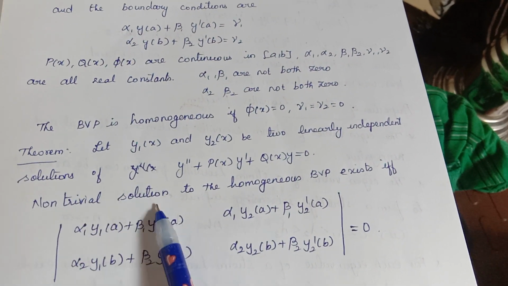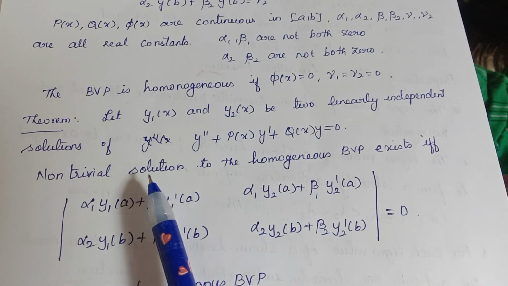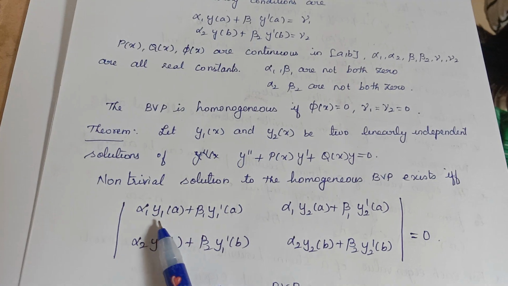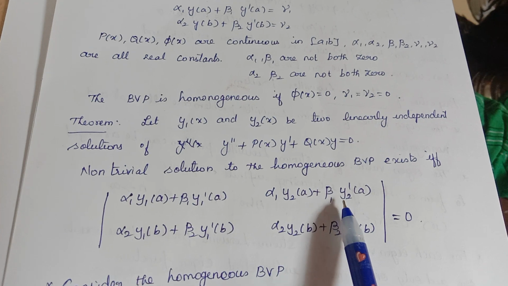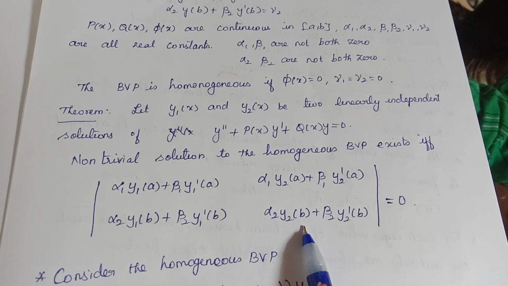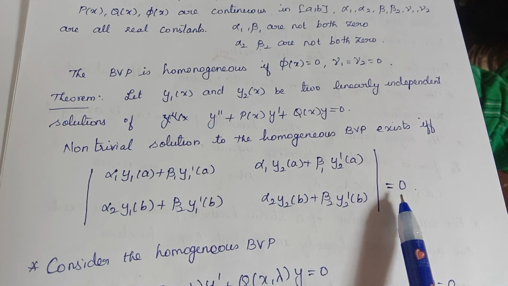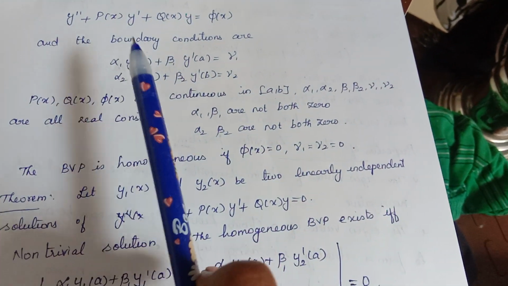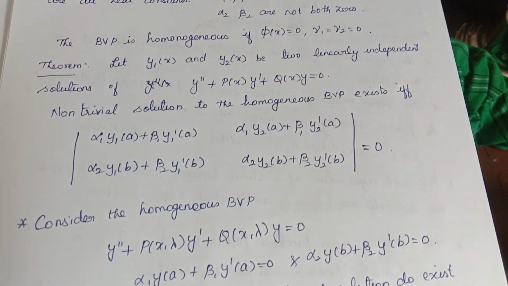Then a non-trivial solution to the homogeneous boundary value problem exists. A non-trivial solution means a solution apart from 0. It exists if and only if the determinant of alpha 1 y1 of a plus beta 1 y1 dash of a, alpha 1 y2 of a plus beta 1 y2 dash of a, alpha 2 y1 of b plus beta 2 y1 dash of b, and alpha 2 y2 of b plus beta 2 y2 dash of b is equal to 0. Only when this determinant is equal to 0 will we have a non-trivial solution for the homogeneous boundary value problem. Homogeneous means the right hand side is equal to 0.